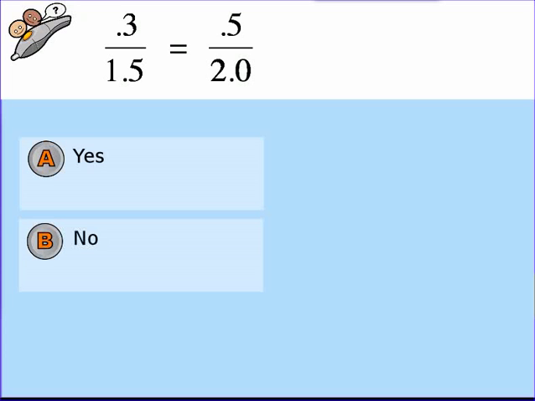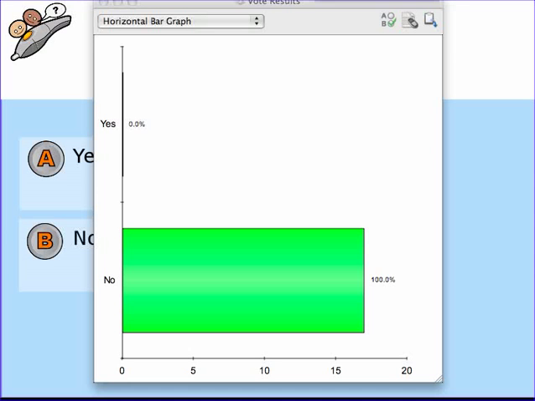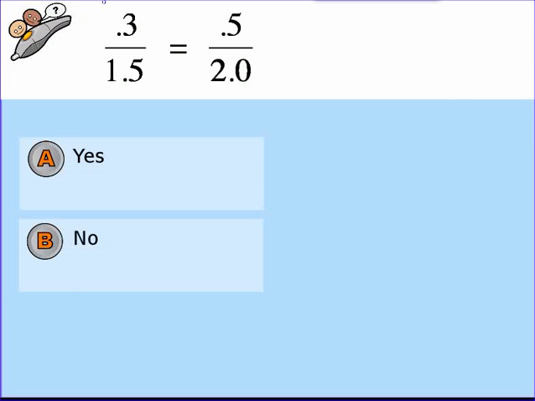It's not that hard because you know that 3 times 2 is 6. And 15 times 5 is nowhere near 6. Okay, so let's go and see how we did. No, nice job. You should have gotten the product of your means to be 0.6. And you should have gotten the product of the extremes to be what? 0.75.